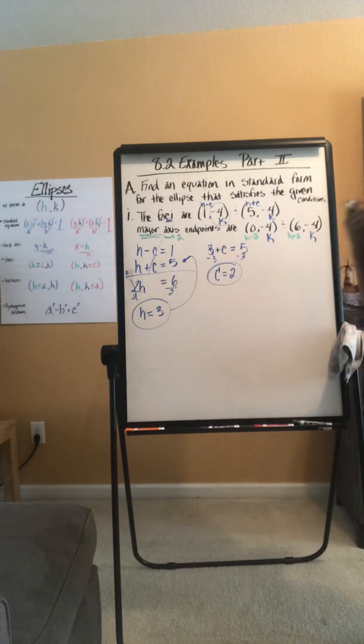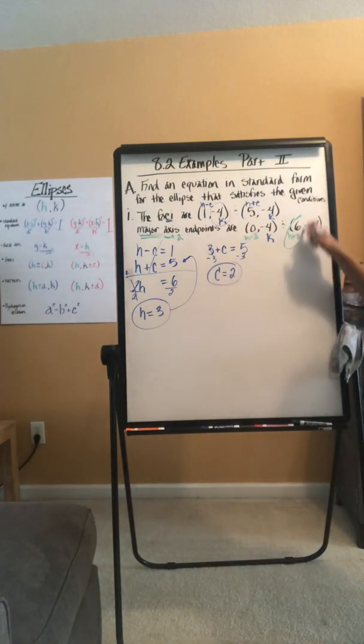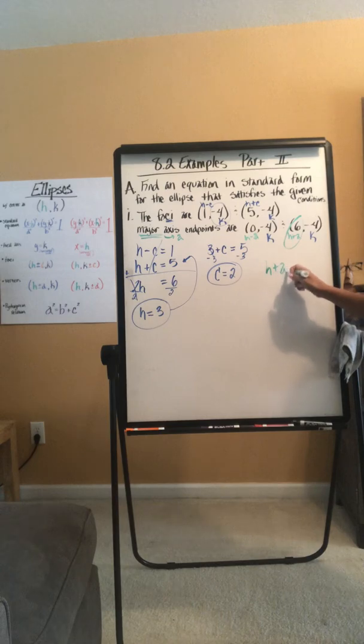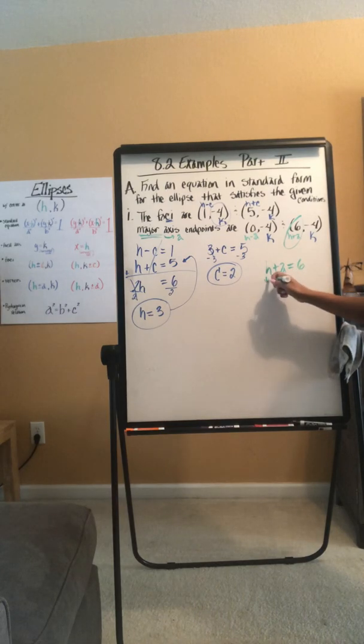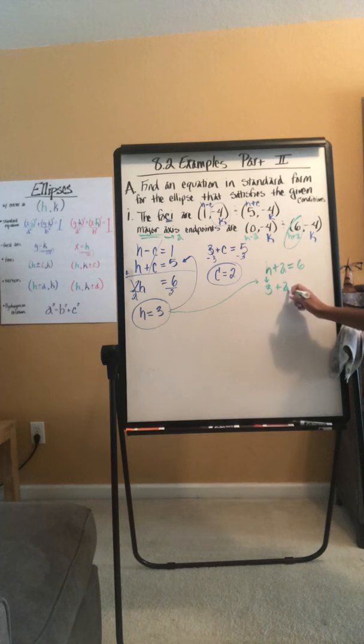All right. I really don't have to do elimination because all that will do is find me h. Let's just go with the fact that h plus a equals 6. And I know what h is, right? H is 3. So 3 plus a equals 6, which means that a is 3.